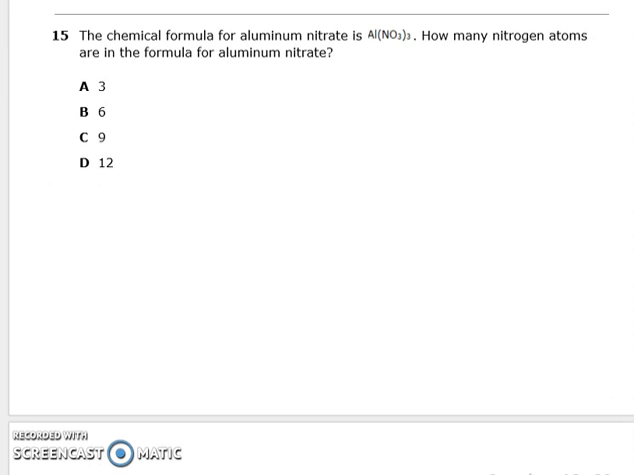Number 15. The chemical formula for aluminum nitrate is shown. How many nitrogen atoms are in the formula for aluminum nitrate? A. 3, B. 6, C. 9, D. 12.